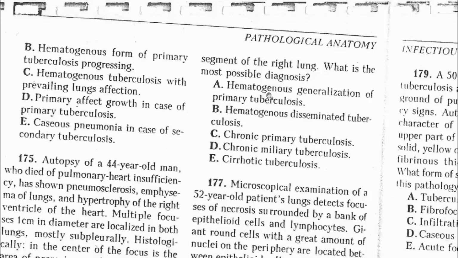Now, Ghon's focus means primary tuberculosis. Hence, this is a post-primary tuberculosis, which consists of secondary and hematogenous tuberculosis. Now, the development of pneumosclerosis, the emphysema of the lungs, cor pulmonale, that is hypertrophy of the right ventricle of the heart, and proliferative tissue reaction is characteristic of hematogenous disseminated tuberculosis. So your answer should be B.